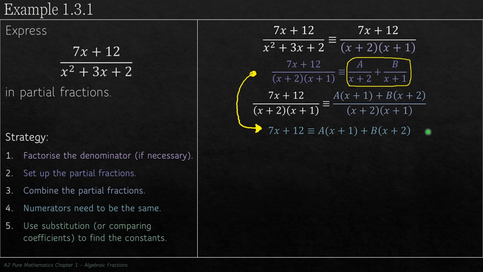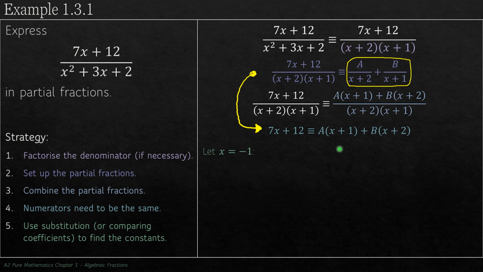Next step is to use substitution, or we could use comparing coefficients, which I'm not actually going to do in this example, but you'll see it in later examples, to find the constants. So we've got A, we've got B. Substitution is actually quicker than comparing coefficients in this situation, very slightly quicker. So what I'm going to do is choose a couple of values of x that will make one of these brackets 0. First up, I'm going to choose -1.